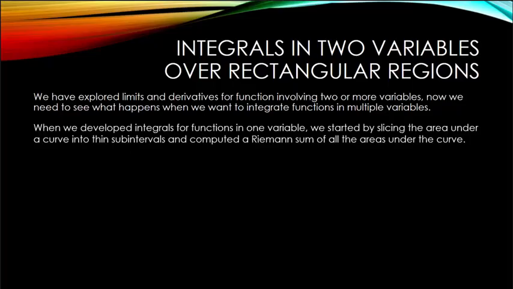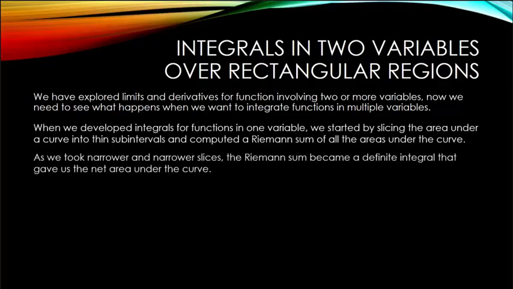When we developed the ideas around finding integrals for functions of one variable, we started by slicing the area under the curve into thin subintervals, and then we computed a Riemann sum of each of those little area slices that were under the curve. Then we let each of the slices become narrower and narrower so that the width of each slice approached 0 and the number of slices under the curve approached infinity. When this happened, it gave us a definite integral that would result in the net area under my curve.